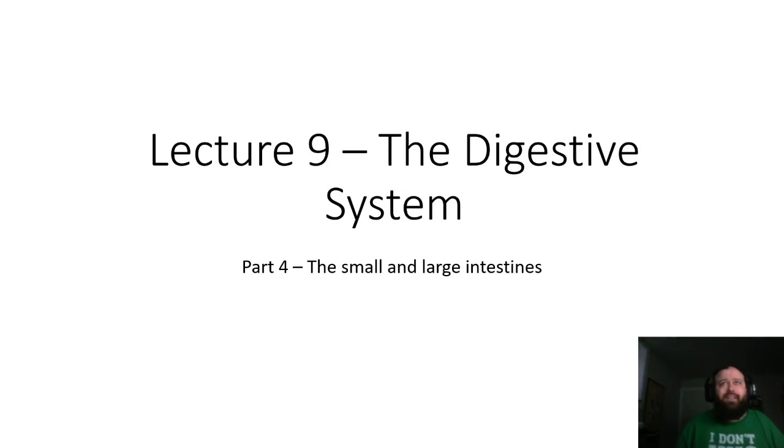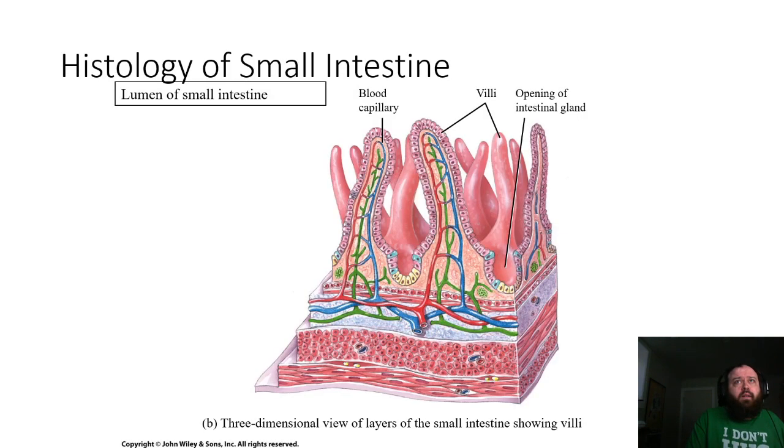All right. Hi, everybody. We're going to be moving right along here to part 4 of the digestive system series of lectures, in which we're going to talk about the small and the large intestines as well as the anus. So let's just get into the histology of the small intestine.